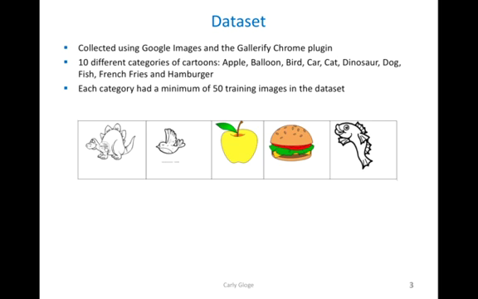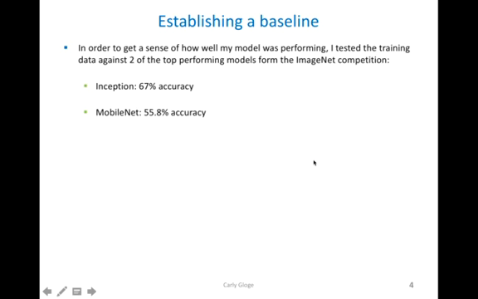I did this by taking the Chrome plugin, Gallerify, which will download images from search results. And I picked 10 different categories. And so here's a sample of what they look like below.